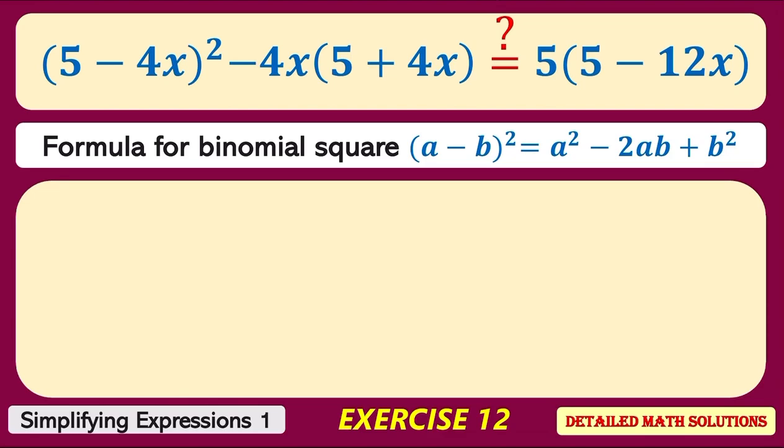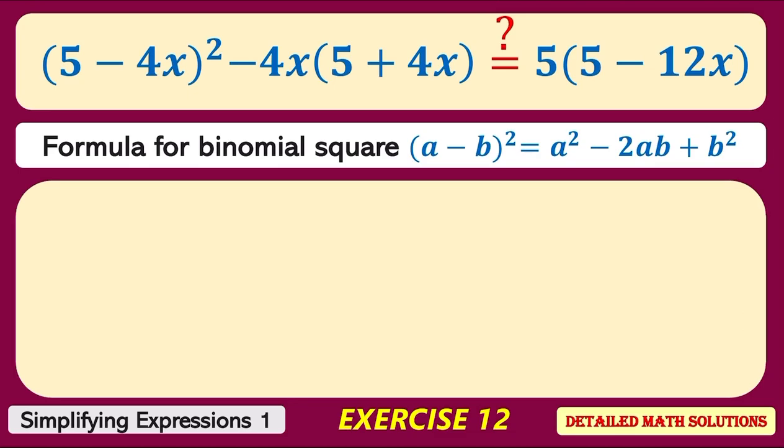First, I'm going to expand the left-hand side of this equation. 5 minus 4x in parentheses squared is a binomial square which can be expanded or simplified by using the formula for binomial square. A minus b in parentheses squared equals a squared minus 2ab plus b squared.